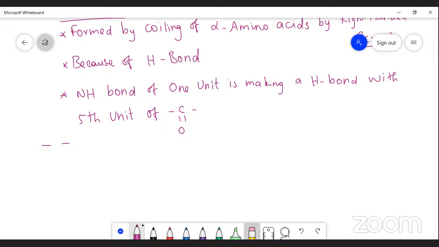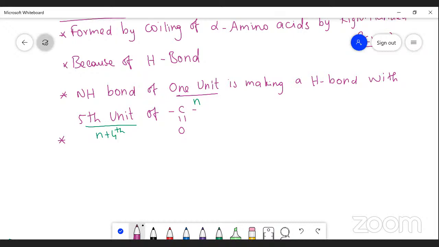So this hydrogen bond is formed between amino acids, from the one unit to the fifth unit. Here one unit is considered as N, then the fifth unit is considered as N plus 4. So they are making a hydrogen bond between the N and N plus 4 units.